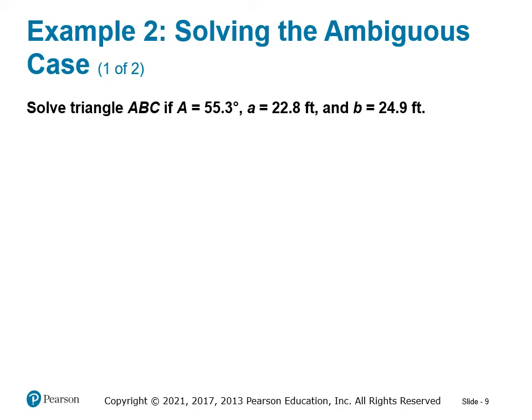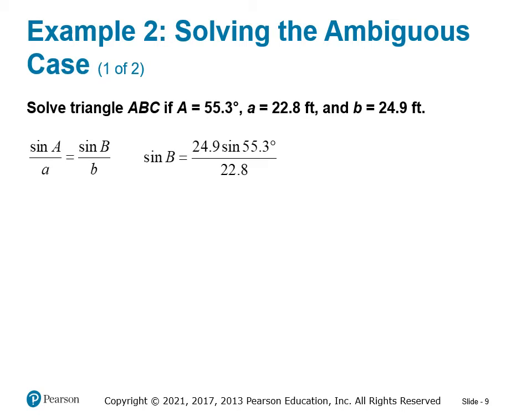Solve triangle ABC, if A equals 55.3, side A equals 22.8, and side B equals 24.9. Again, using the law of sines. Notice what we've done here, though. We've used the inverse law of sines. We had the side over the angle, or the trig function, but you can do it either way.